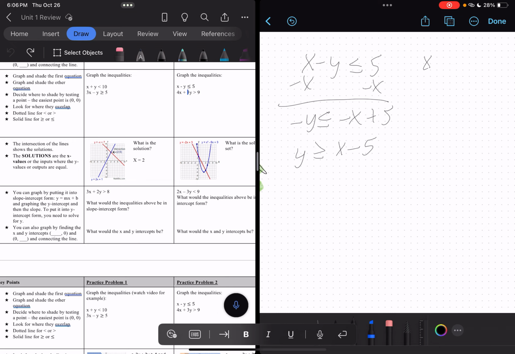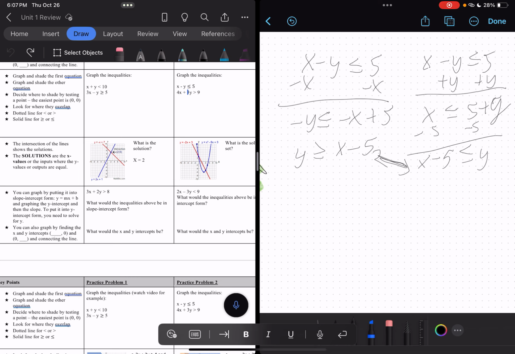I'm going to show you another way just for those of you whose brains maybe work a little differently, is that I can also add y to both sides. And then this will be x is less than or equal to 5 plus y. Then I'll subtract 5 from both sides, and we'll get y is greater than or equal to x minus 5. Notice that these two inequalities are the same, because I would flip this to write it as y is greater than or equal to x minus 5. That is, in fact, the same inequality as what we got over here. So both ways are fine to solve it as long as you get that y on one side of the inequality by itself. All right, so that's one of the inequalities.